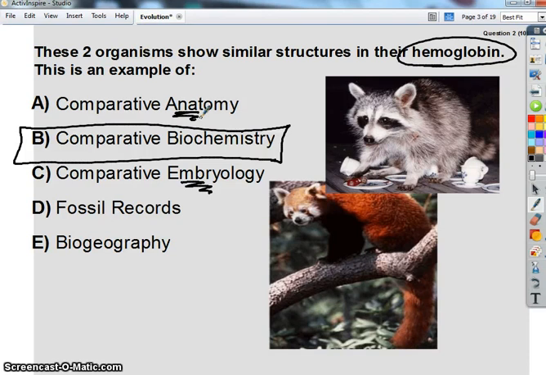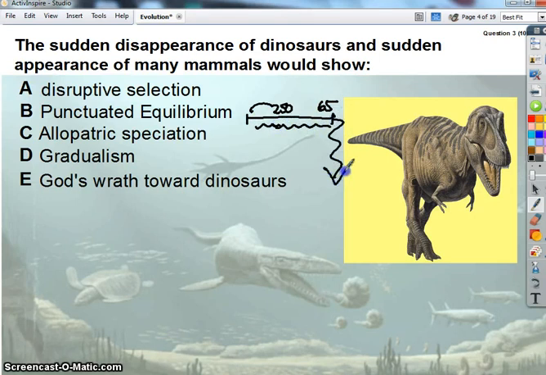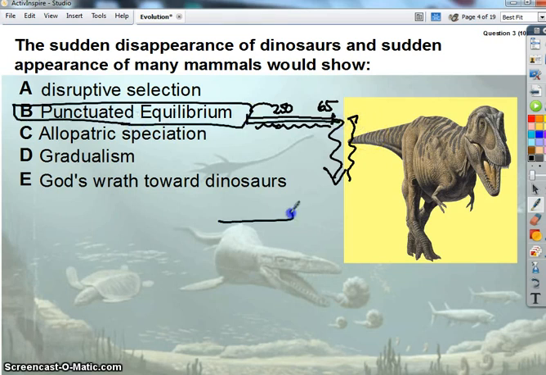homologous or vestigial structures. The sudden disappearance of dinosaurs and the sudden appearance of many mammals. What they're going for here is the idea that you had this period of time from like 250 million years ago to like 65 million years ago, and we don't see a lot of changes. Everything's kind of stable. All of a sudden, 65 million years ago, all the dinosaurs are gone, and all these mammals appear. So what we're seeing is punctuated equilibrium. We're seeing periods of stability and then these spurts of change. And that's what they're going for there.